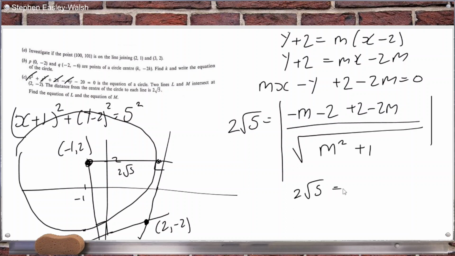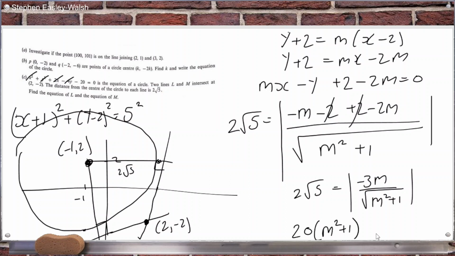So 2 root 5 is equal to, well, that's nice that they cancel, and a bit suspicious, but still nice, minus 3m over root m squared plus 1. Square everything. 5 times 4 is 20 times m squared plus 1 equals 9m squared. So 20m squared minus 9m squared is 11m squared.